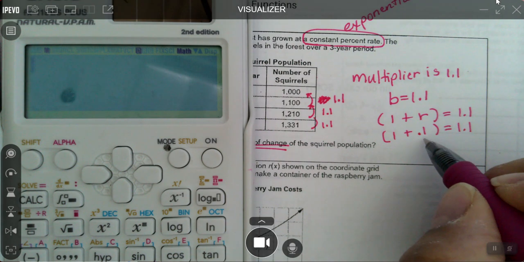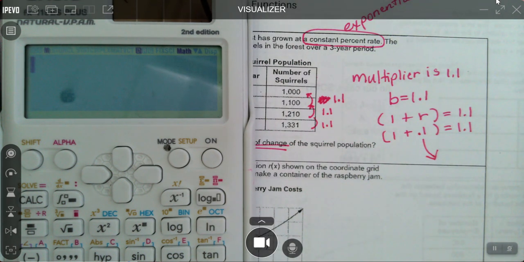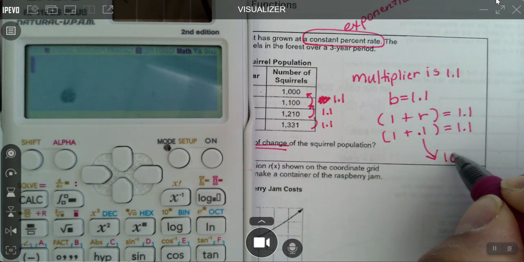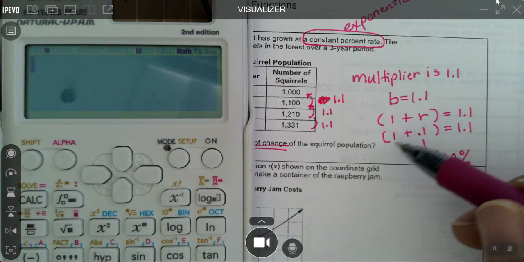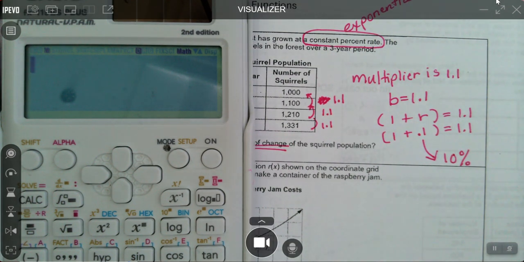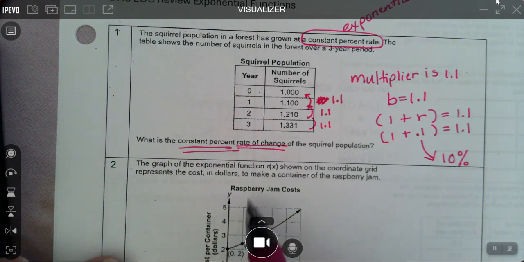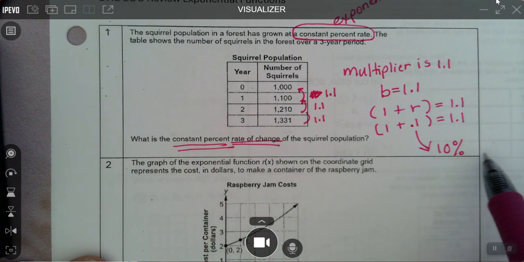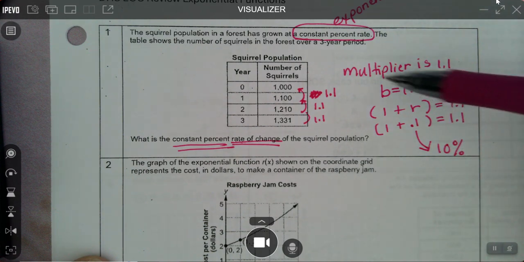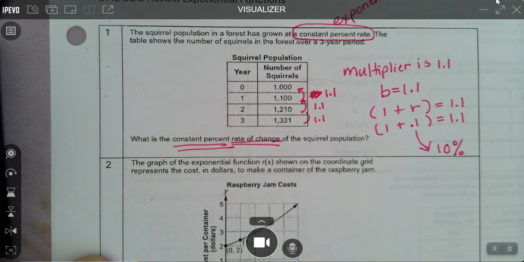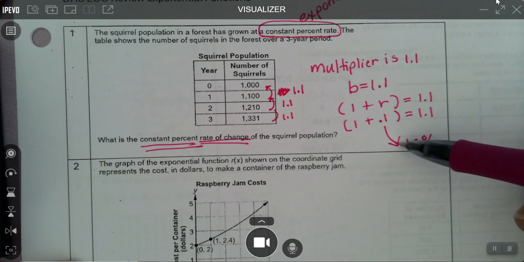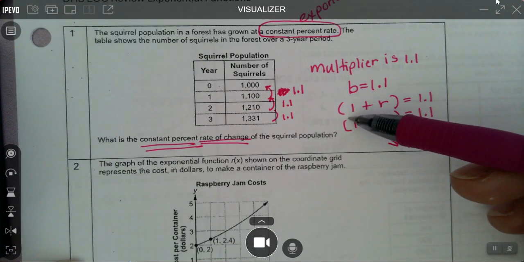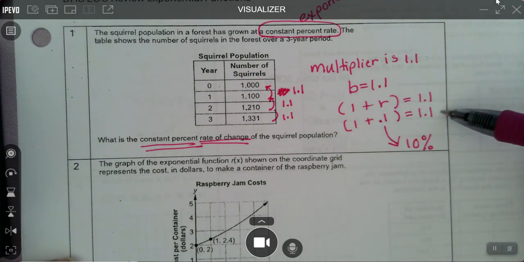All right, and this is in decimal form. What is that in percent? You guys have to be able to change this into a percent. Multiply it by 100. Move the decimal twice to the right, so it's 10%. So it is changing by 10% every single year. That's why we're multiplying by 1.1. If it says it's increasing by 10%, what do you do? You turn the 10% into 0.1, you add it to 1, and the multiplier becomes 1.1.